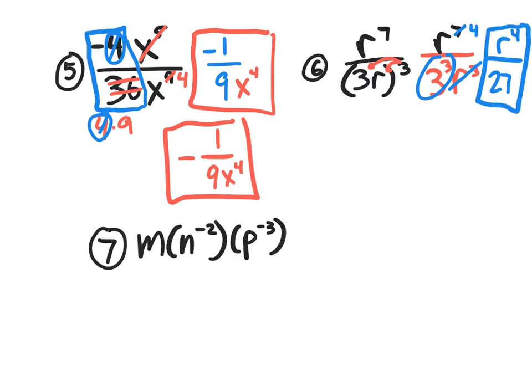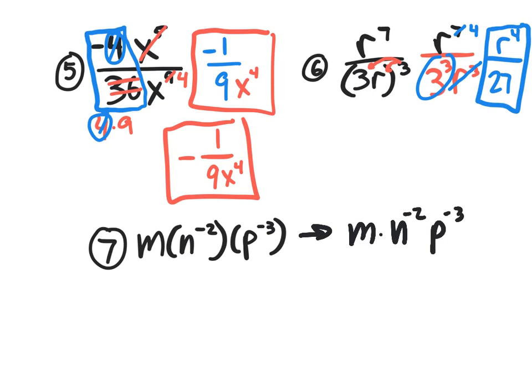So what I would do is just rewrite it. So I'm going to rewrite it. M times n to the -2, p to the -3. Whenever I see parentheses, I check and see if there's an exponent on the outside, and if there isn't any, I just rewrite it without parentheses.